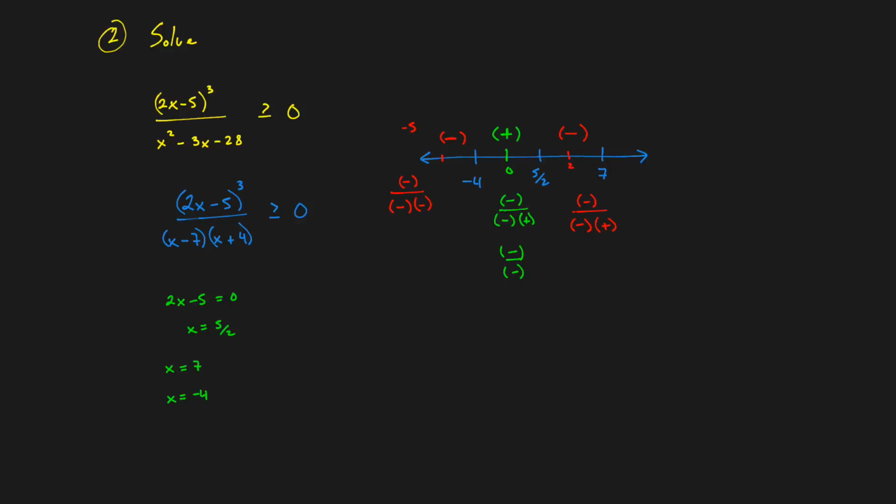Okay, so we're going to try now a different point over here. Let's pick 8. Just pick an easy number. You can pick any number in this region, but I pick 8. So 2 times 8, that's 16. 16 minus 5 is 11. And you're going to have 11 cubed. That's a positive number in the numerator, finally. And then you're going to have now 8 minus 7. That's going to give you 1. So that's going to be a positive in the denominator. And you're going to have 8 plus 4. That's going to be also positive. So we all have this region here.